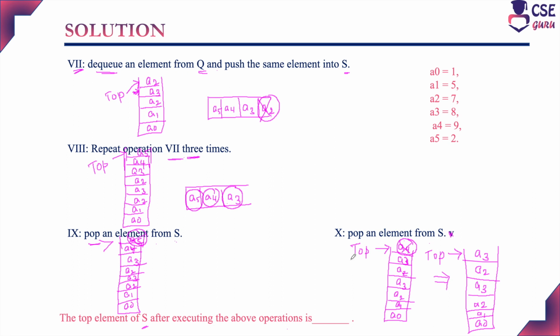If you are performing all these 10 operations, at the end of the tenth operation, check the status of the stack and what is the top element of the stack. The top element of the stack is A3, and the value of A3 is 8. So the top element of S after executing the above operations is A3 and its value is 8. Okay, so this is the result.